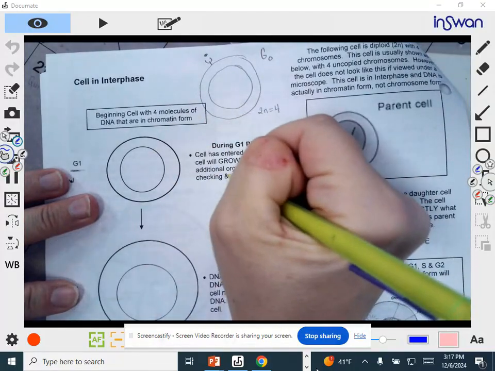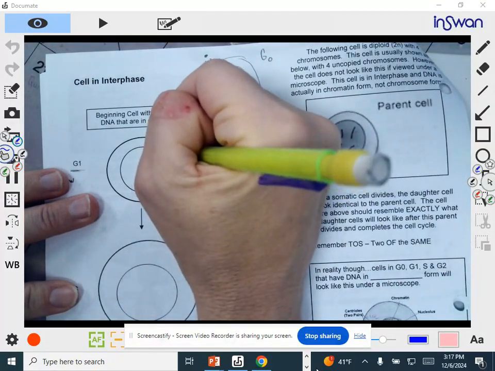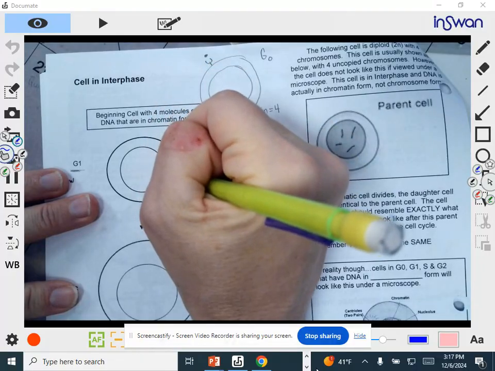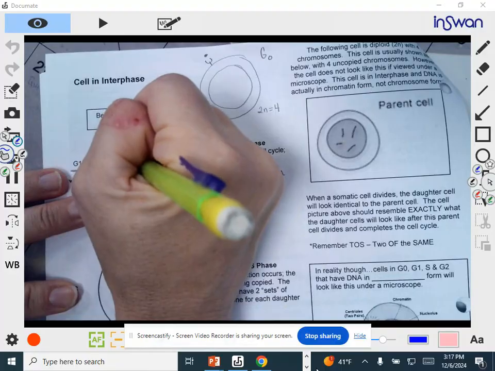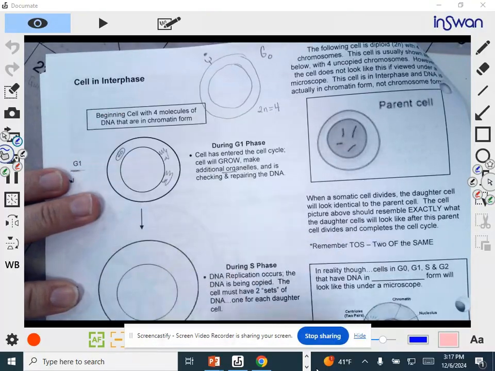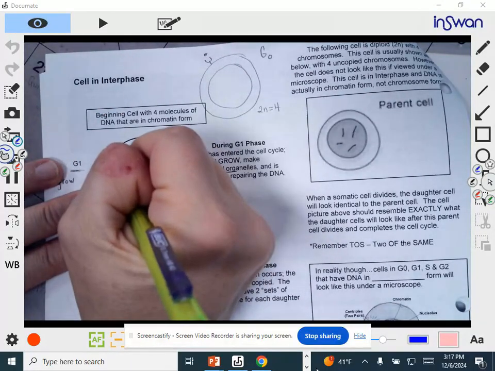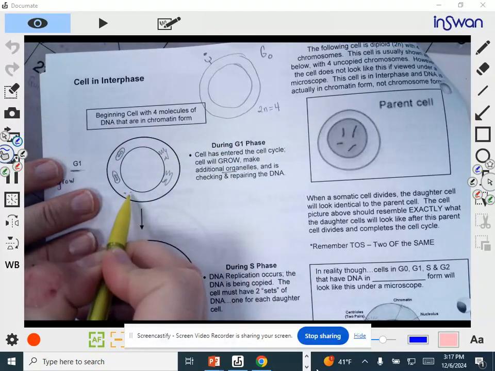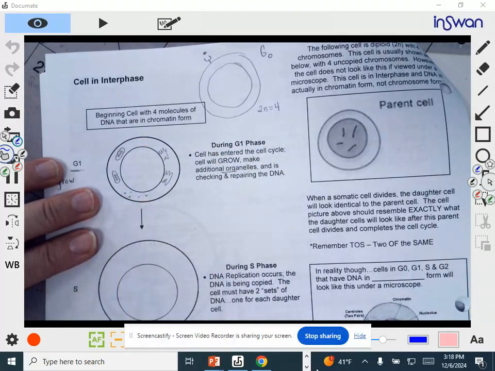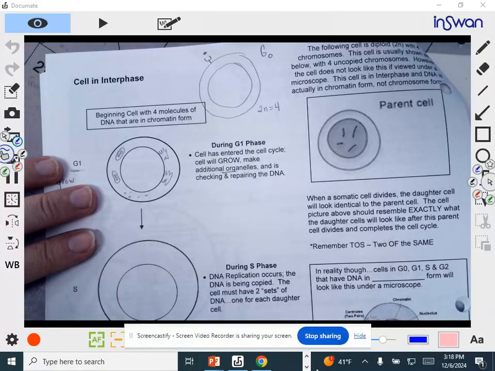It's going to make additional organelles. So why don't we put a few like smooth ER and rough ER in there. Let's make some more mitochondria. Remember, mitochondria look like they have little squiggles in them. And the cell's also going to be manufacturing a lot of proteins that are going to assist in the next stages. So the cell's growing and making additional organelles and proteins.